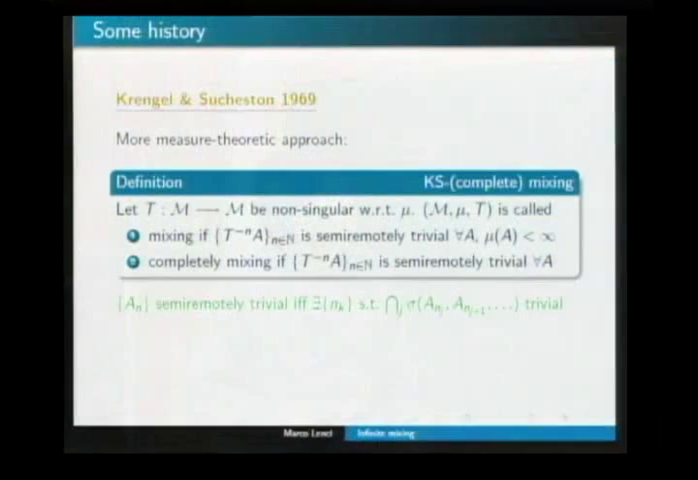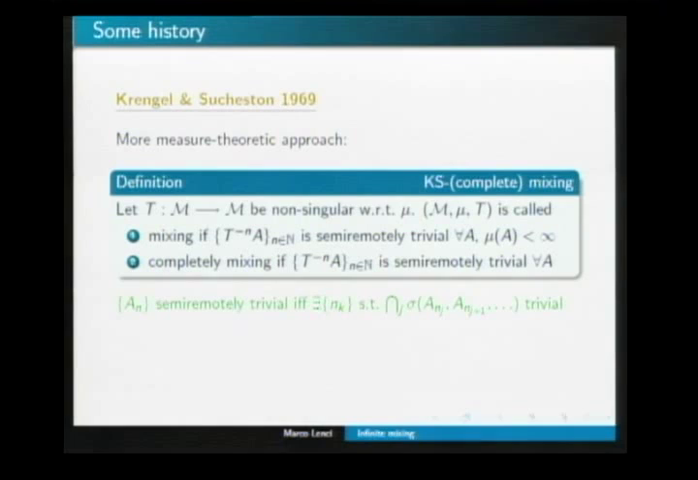Anyway, so two other people came along and proposed other definitions, Krengel and Sucheston. Actually, they proposed two definitions. Once again, you can actually forget about this thing. I mean, these are the two definitions. They call them mixing and completely mixing. If you take any set, and the difference between mixing and completely mixing lies there, in what you mean by any set. In one case, it's any finite measure set. In the other case, it's any measurable set. You take the sequence of its backward images, and if that sequence is semi-remotely trivial, you have the definition here, but it's really not very important. Then you call the system mixing in one case, or completely mixing in the other case.